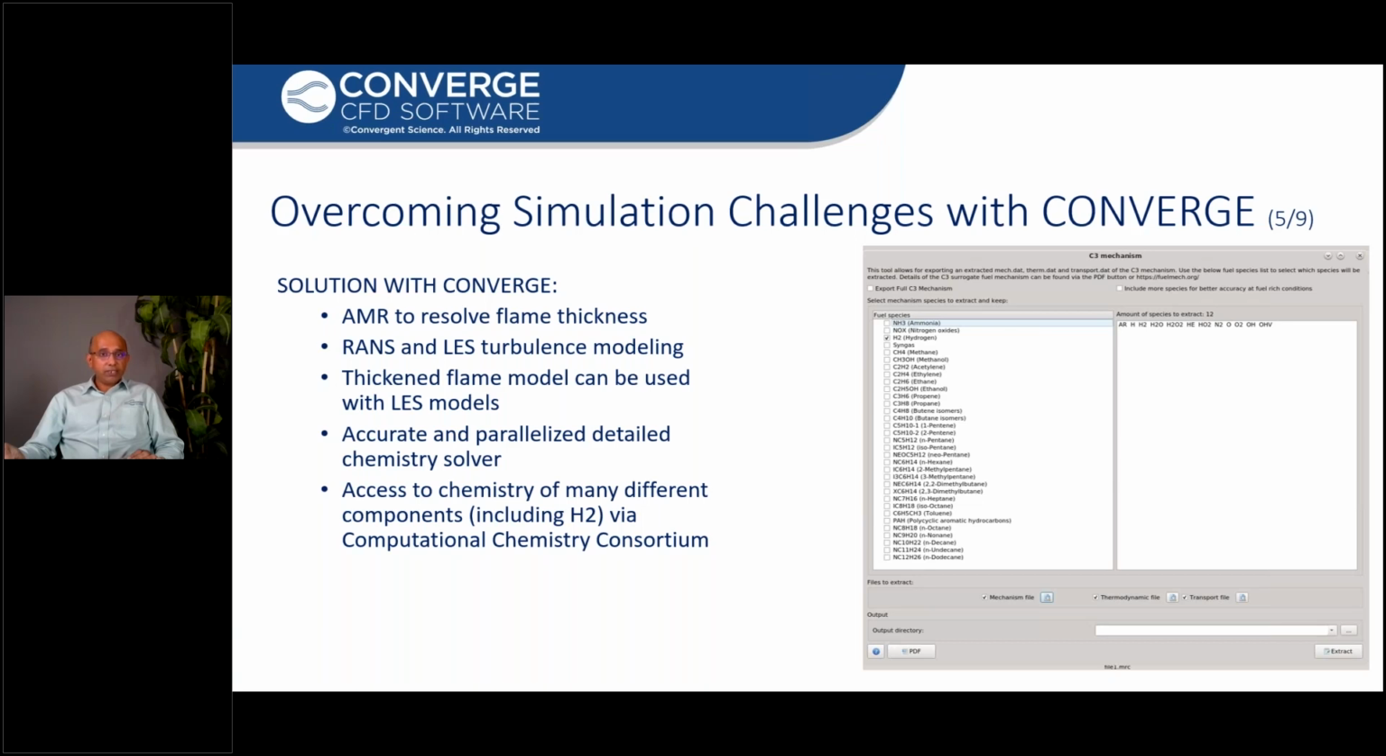As you can see in this figure, you can easily select fuel components to get multi-fuel chemistry mechanisms with CONVERGE. These mechanisms are generated and validated under the Computational Chemistry Consortium, which I will be talking about in the next slide. CONVERGE also has a thickened flame model that can be used with coarse LES simulations, which will help in reducing simulation runtime while maintaining simulation accuracy.